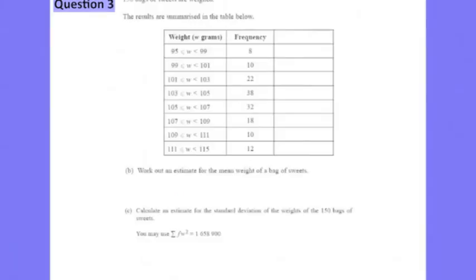Question number 3. 150 bags of sweets are weighed. The results are summarised in the table below. First off, we're asked to find an estimate for the mean weight of bags. Again, we have continuous data. We must find the midpoint first to multiply this by the frequency. Our midpoint for the first class interval, 95 to 99 here, the middle value 97. We then have 100, 102, 104, 106, 108, 110, and lastly here 113.